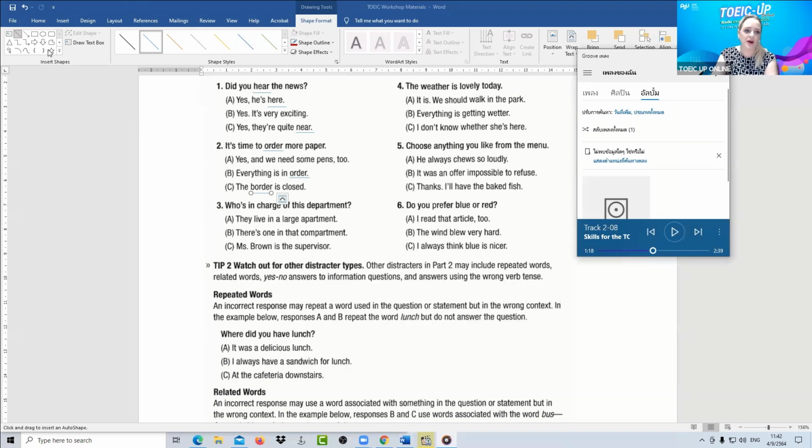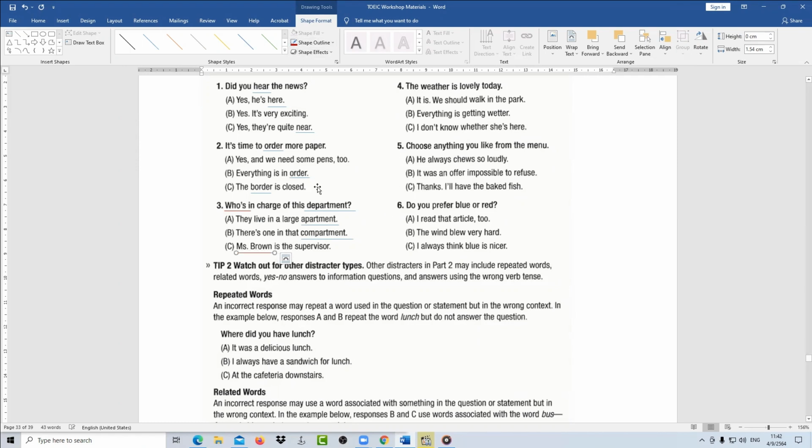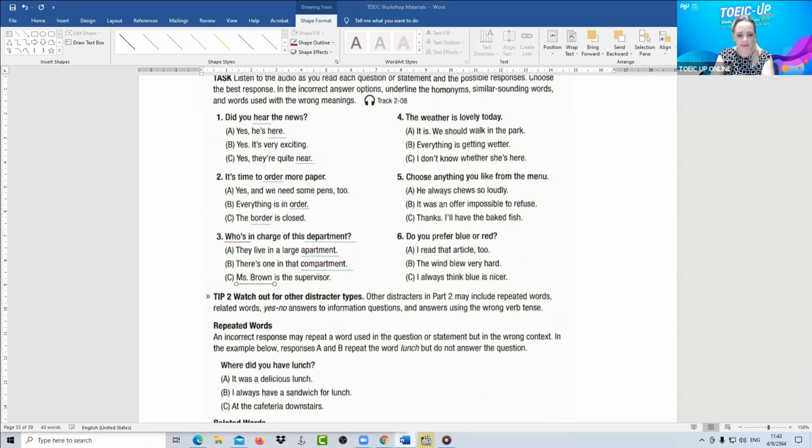Okay, so they try and distract you with similar sounding words like apartment and compartment. But look at the question word. The question word we are looking for is Who's, right? So we're looking for a person. We're not looking for an apartment or a compartment. We are looking for a person. So they are going to try and confuse you with words that sound similar. Department, apartment, compartment. When in actual fact, you should be focusing on the question word. Okay. Let's look at number 4.